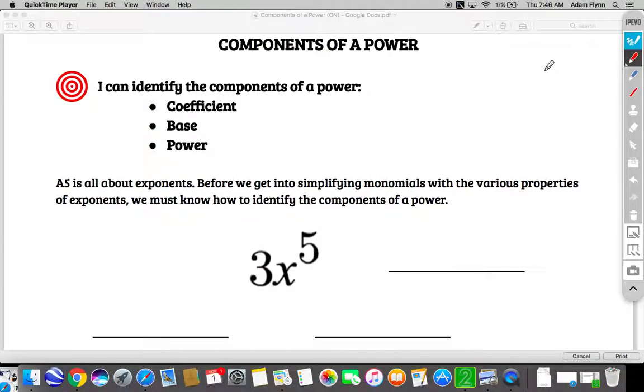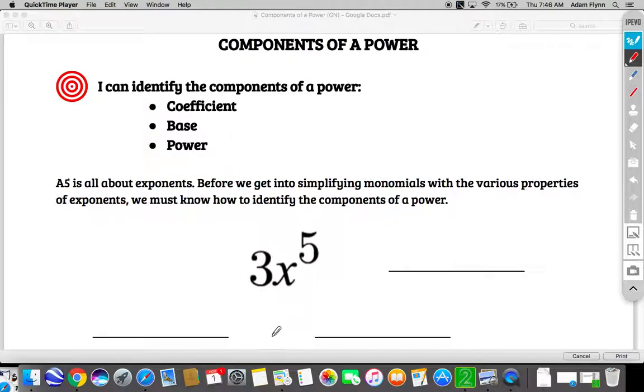Alright, so our learning target: I can identify the components of a power, which are the coefficient, the base, and the power. A5 is all about exponents. Before we get into simplifying monomials with the various properties of exponents, we must know how to identify the components of a power. So these are three options right here. Let's take a look at this example.